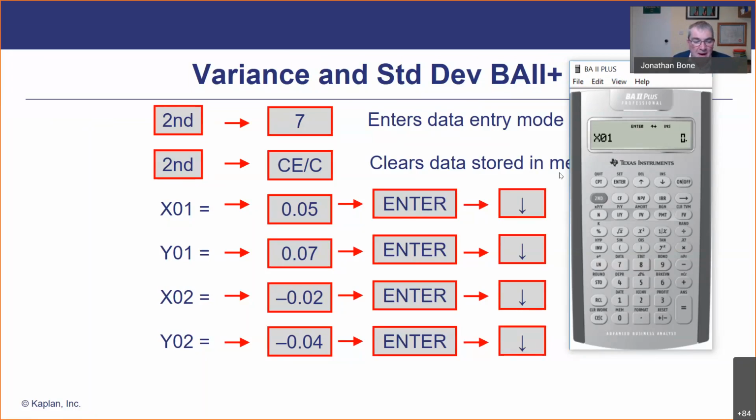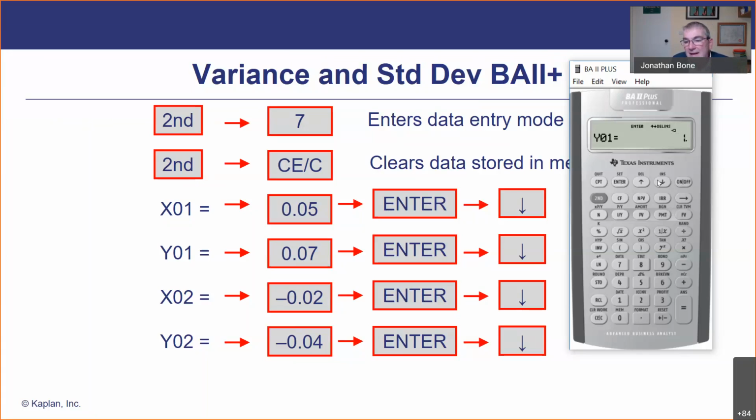Okay, so I'm going to take the asset A, and its first return was 5%. So I'm going to type in 0.05 on my calculator. Then I need to press the enter key. And if you don't press the enter key, it doesn't store your data. Then press down and you'll see Y01.